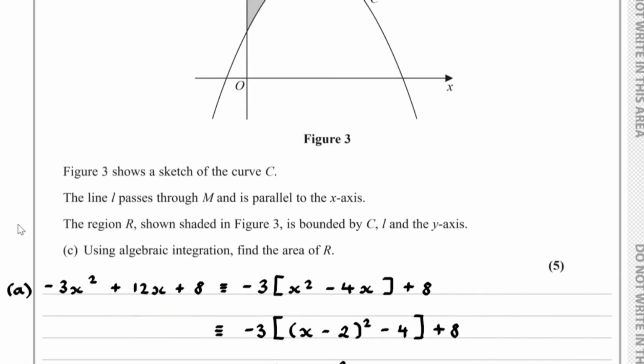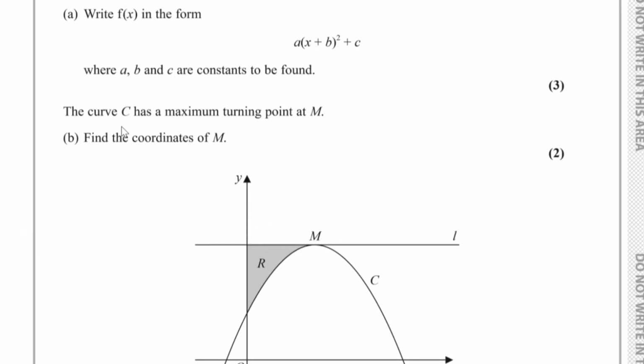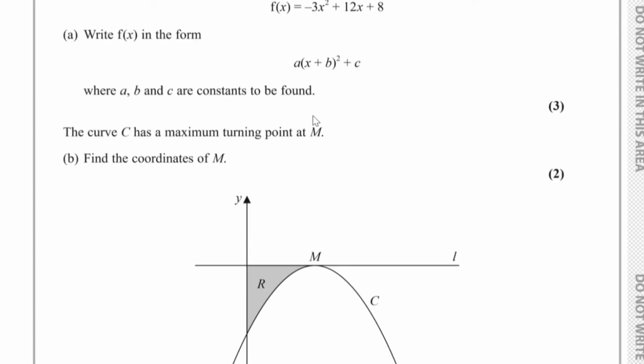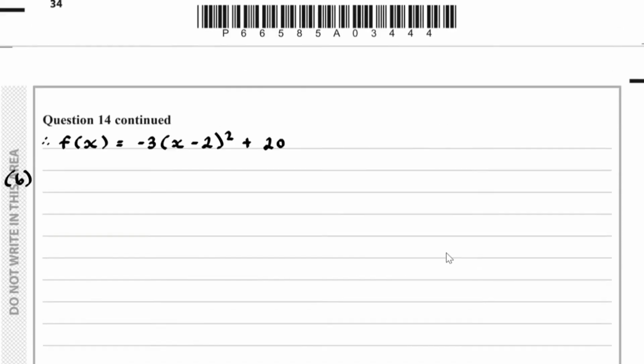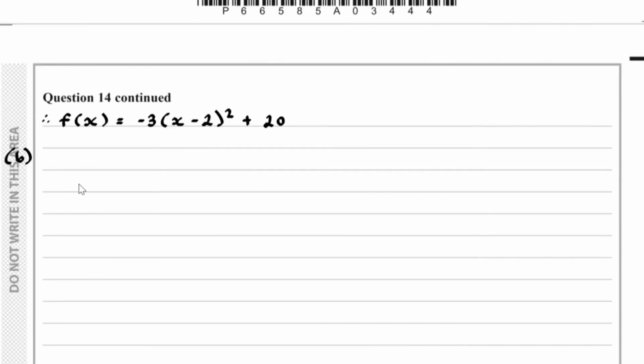Part B of the question. The curve C has a maximum turning point at M, and we have to find the coordinates of M. Well, the turning point would have coordinates negative b, c. So we've got negative, negative 2, rather, that's 2, and then for the y coordinate of the turning point, we've got 20. So M has coordinates 2, 20.